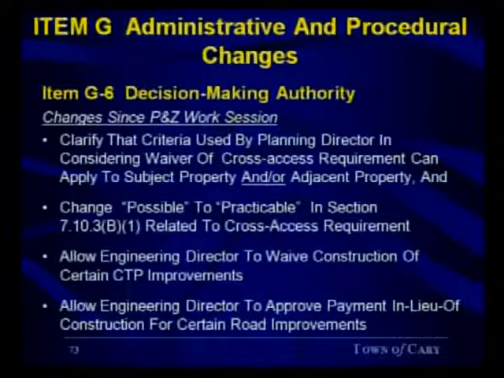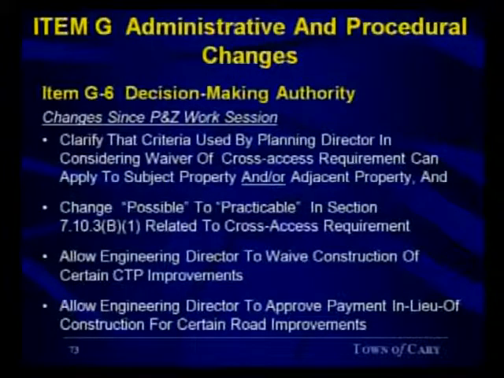We have had several revisions to this item since your work session. Some of these changes were in response to comments made at your work session. We did revise the text related to the waivers of cross-access requirements to clarify that the criteria used when considering those waivers could apply either to the subject property or the adjacent property, since by the nature of that condition, they would be tied together. And also in that same section, the word possible was changed to practicable as a more accurate term for when the planning director is evaluating the viability of making those cross connections.